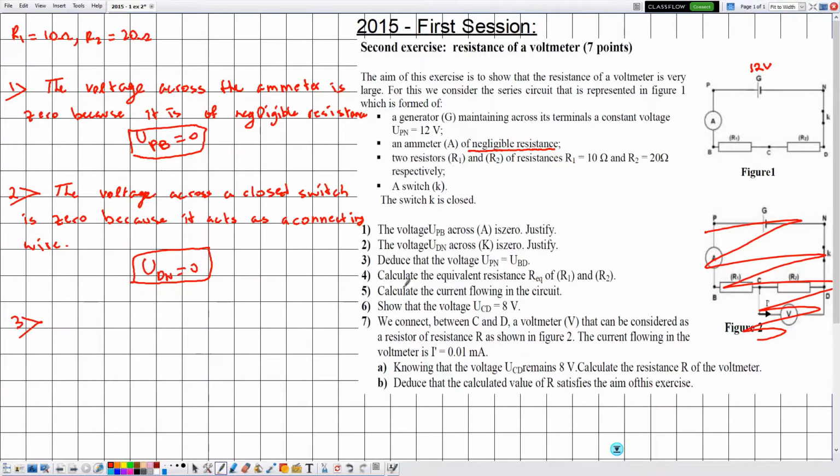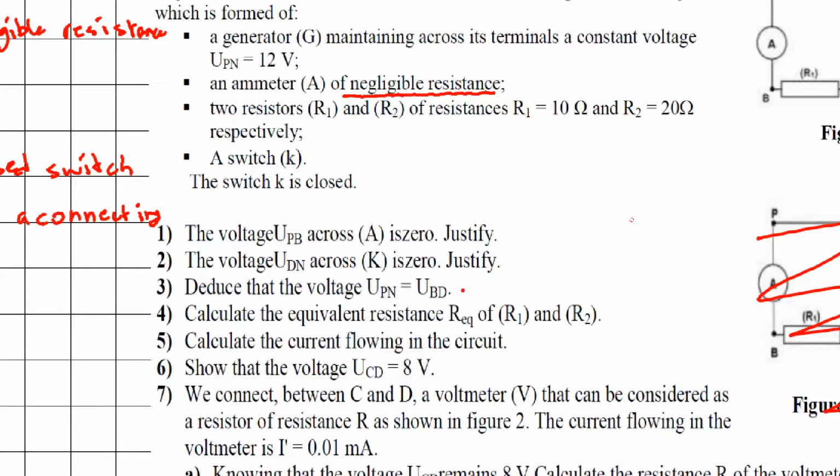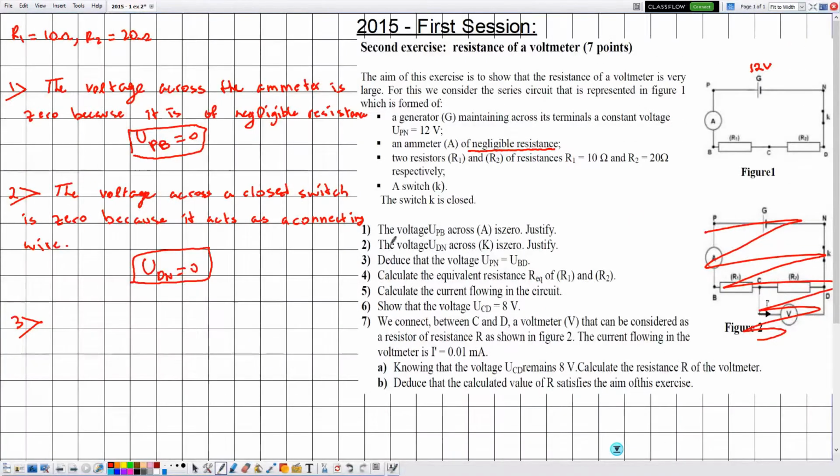Now in number 3 they are telling me to deduce that the voltage UPN is equal to UBD, and the word deduce means that we need to use the parts just before. In parts 1 and 2 we discussed the voltage across certain branches of this electric circuit. Therefore we can use these results to find the voltage across another branch using the law of addition of voltages. Always in physics we need to mention the law that we are using: apply the law of addition of voltages.